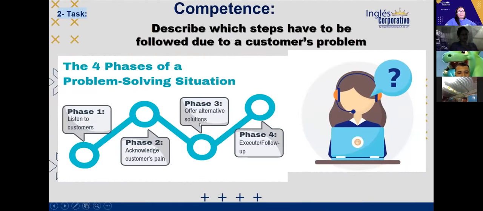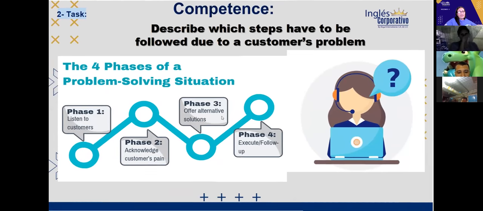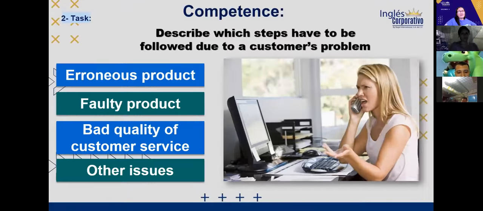Then phase three would be offer a solution or an alternative, right? So then you would say, all right, I apologize for the inconvenience. We are going to send you the computer that you really ordered, the computer that you paid for on this and this time. Are you available to receive the delivery of the products or anything, right? So that would be like the alternative.